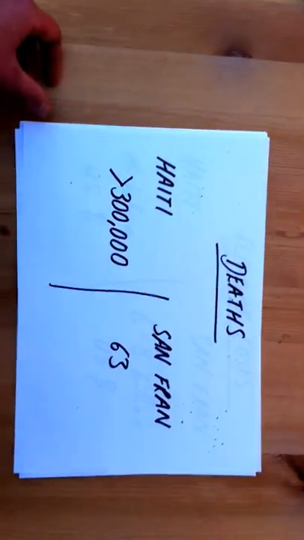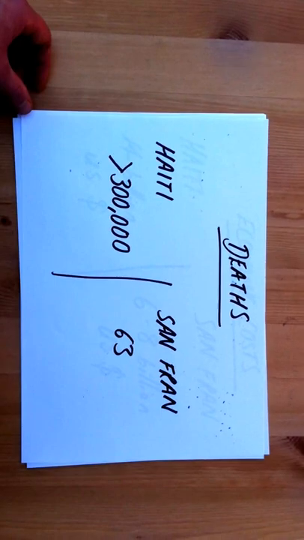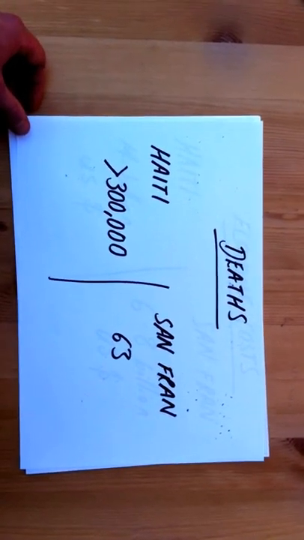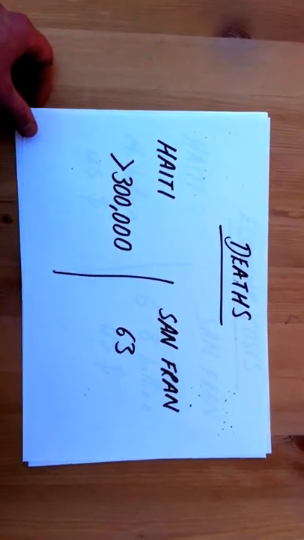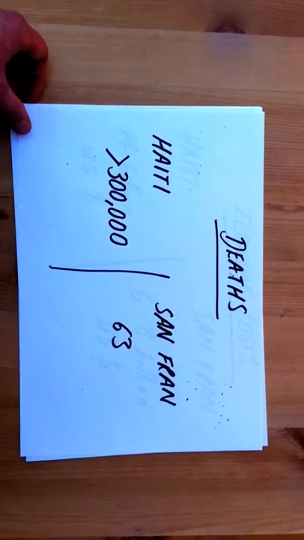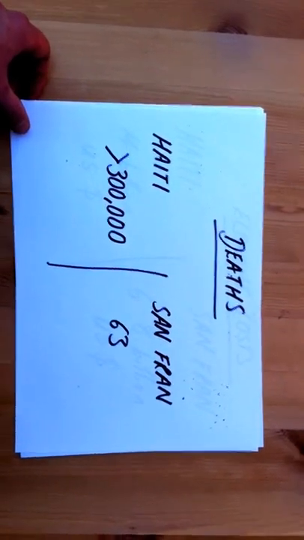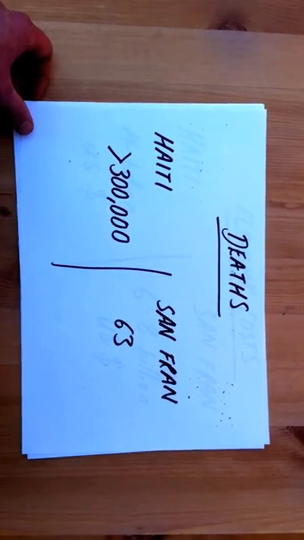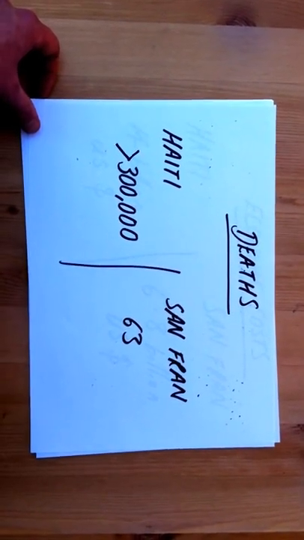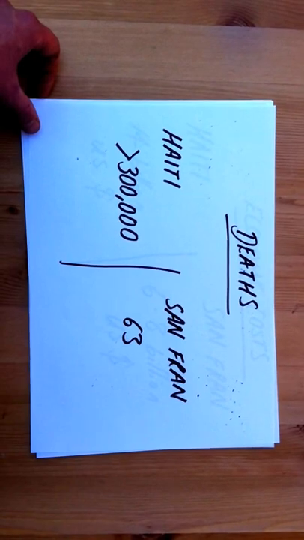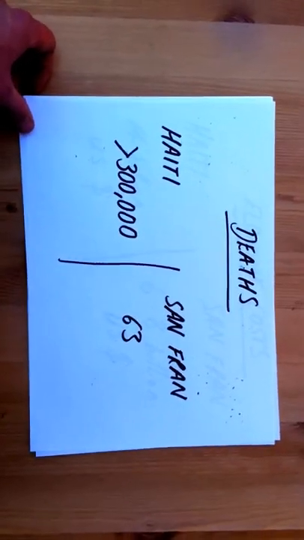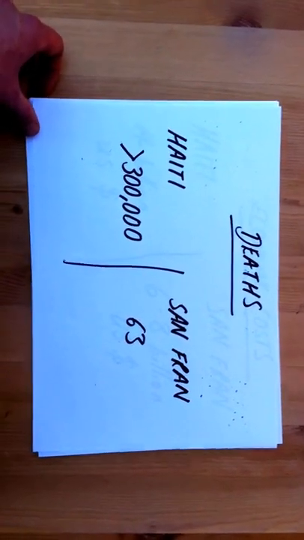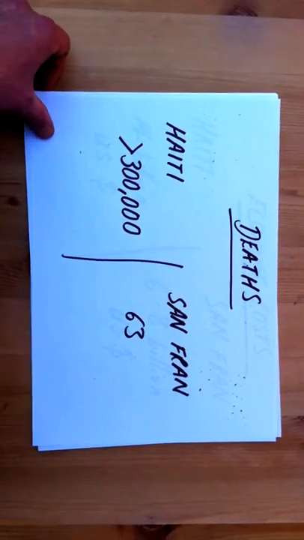Now, we need to start thinking about the impacts, and we need to start thinking about the effects. In Haiti, tragically, the latest figures show that over 300,000 people died. That doesn't just include people that died as a direct result of the earthquake. This is also as a result of some of the after effects, which we're going to explore a little bit later. By comparison, the number of deaths in San Francisco was 63 people.